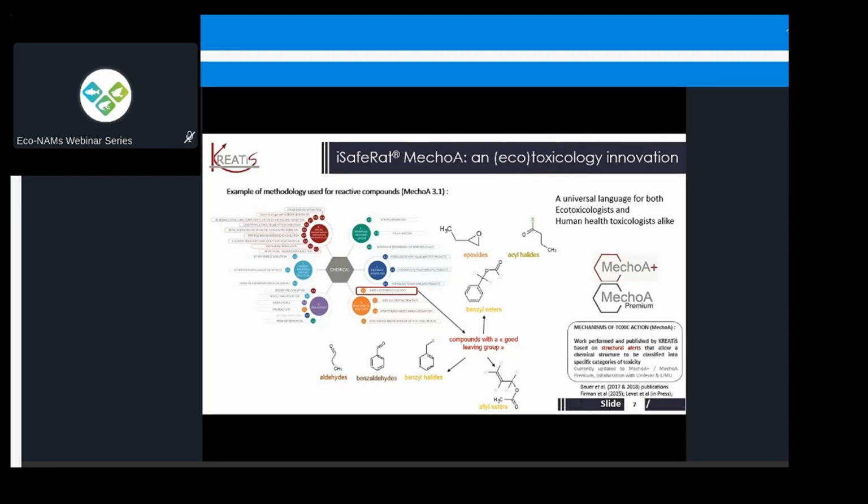So Bauer et al. 2017-18 with the original ones on MECOA. There was one from Thurman et al. 2025. And I just had the good news yesterday that the most recent one, Levitt et al., was accepted in Environmental Science and Technology just yesterday.